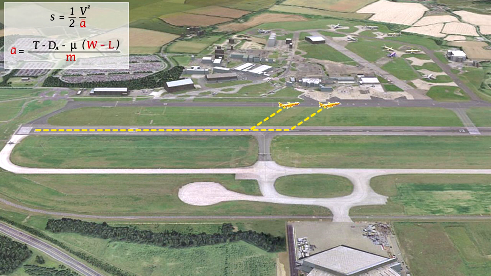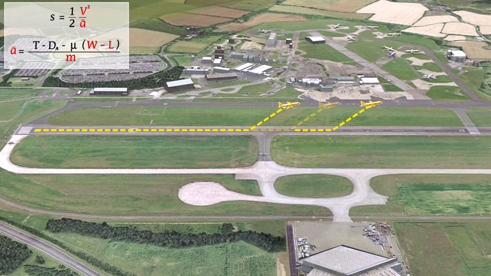A second effect of mass is that there will be more load on the wheels, and therefore wheel drag will increase. An increase in drag will of course reduce the acceleration of the aeroplane. And once again, if the acceleration of the aeroplane is reduced, then the distance required for it to reach a specific speed will increase. Therefore, the takeoff distance will increase.